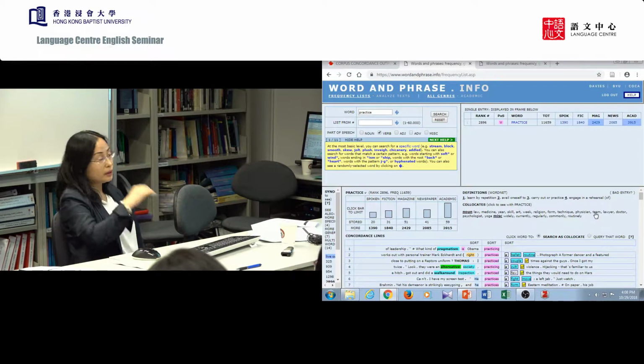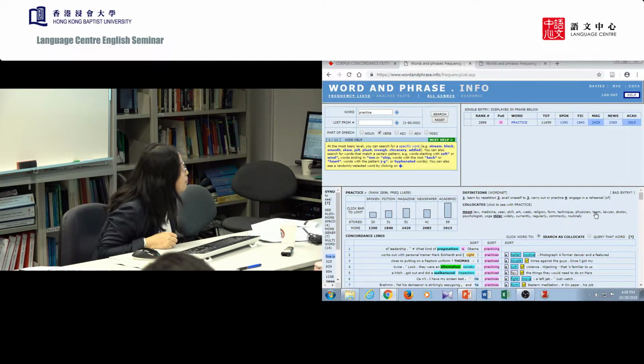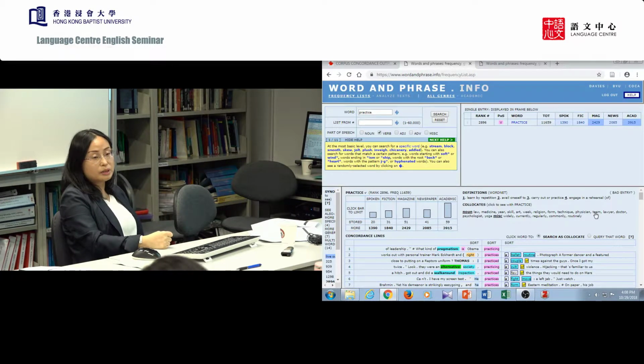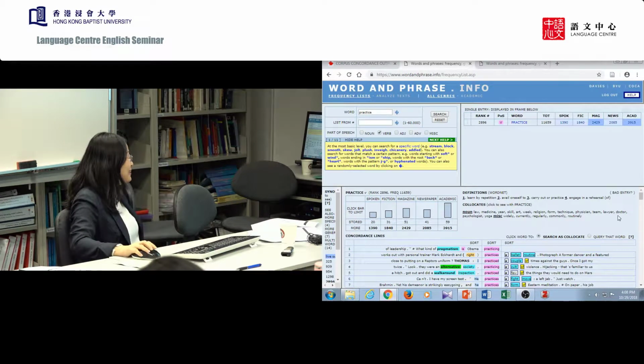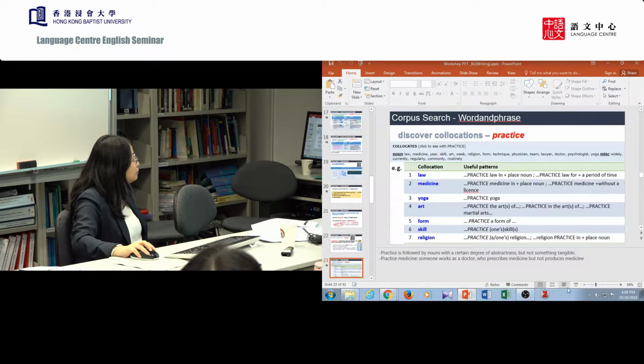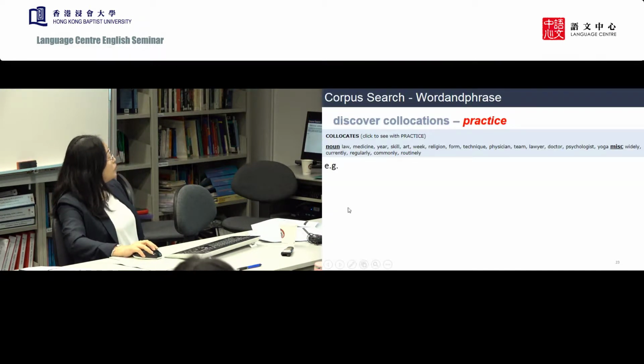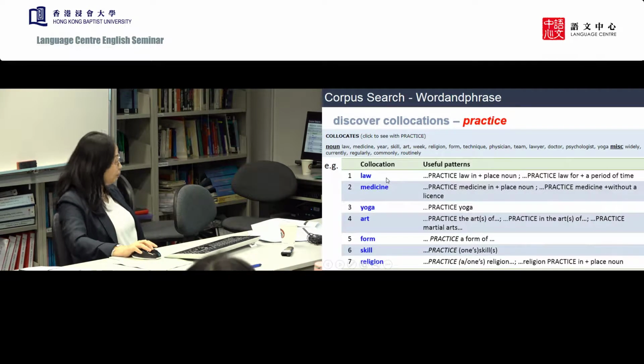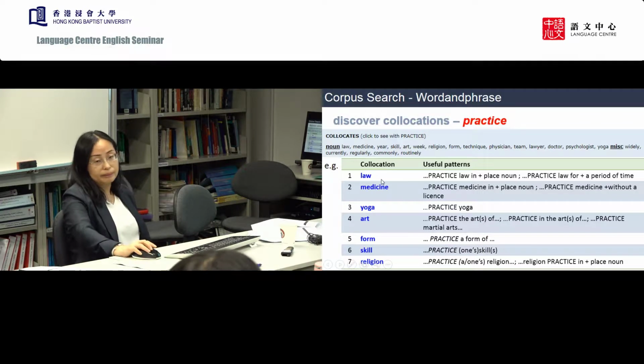But do we see body? We didn't see body among the noun collocates. So focus on this part. We can select some typical, common collocations for practice. Usually practice can be followed by some abstract noun. Law, right? Something abstract. Yoga, right?